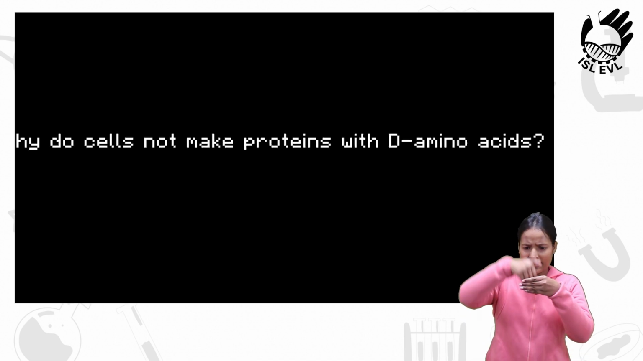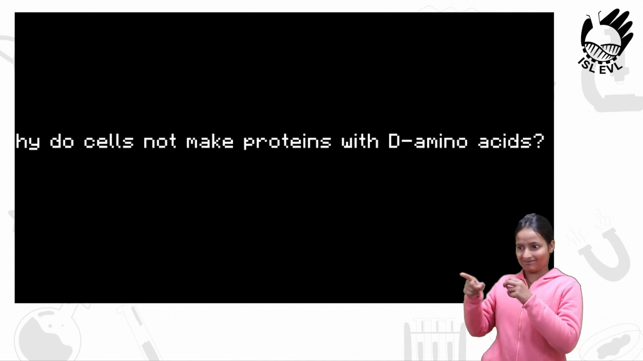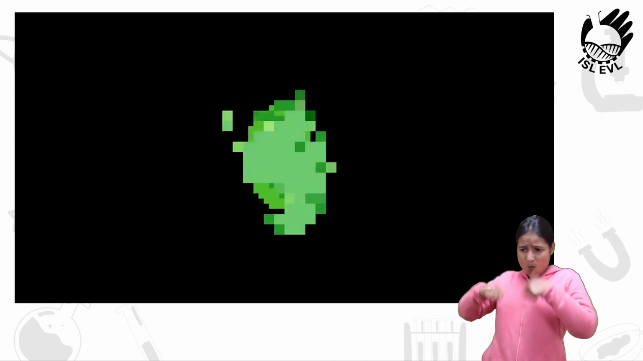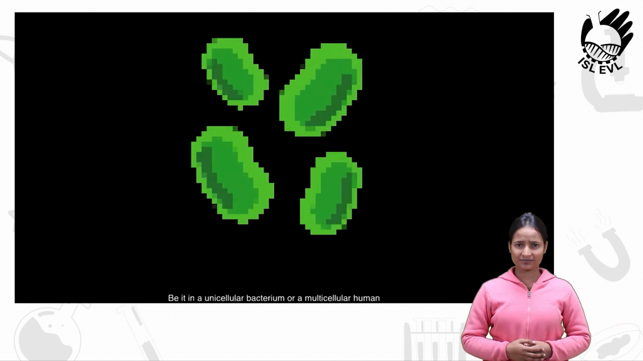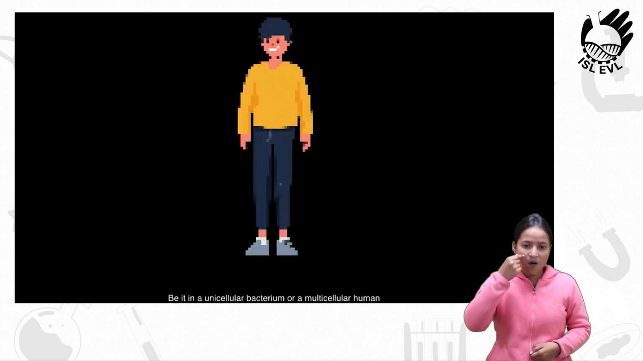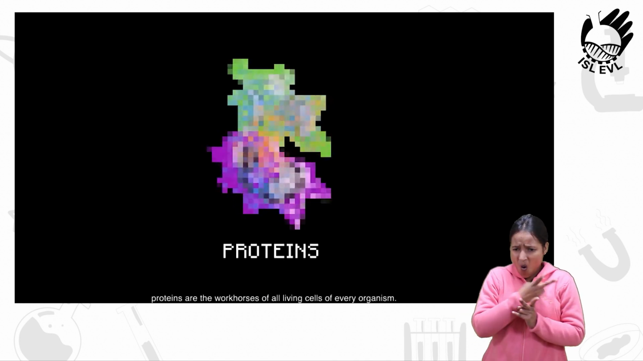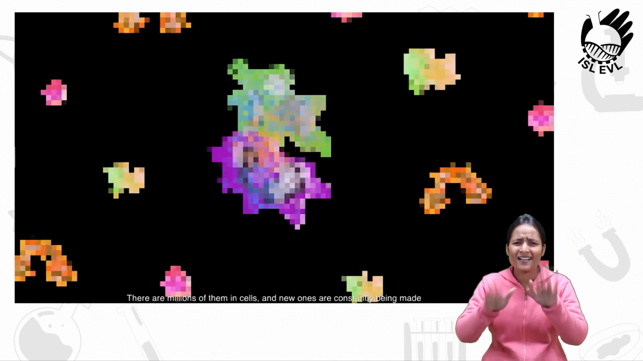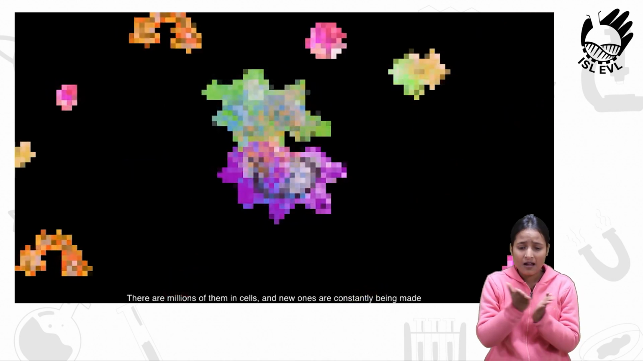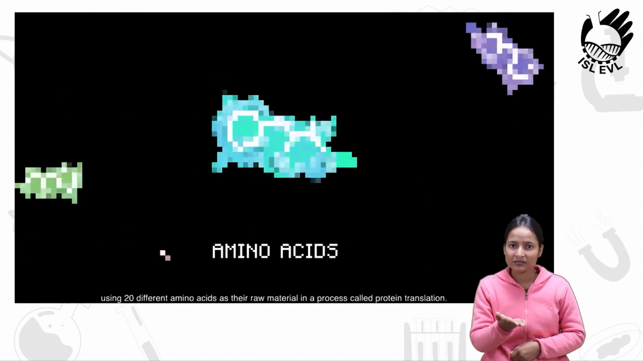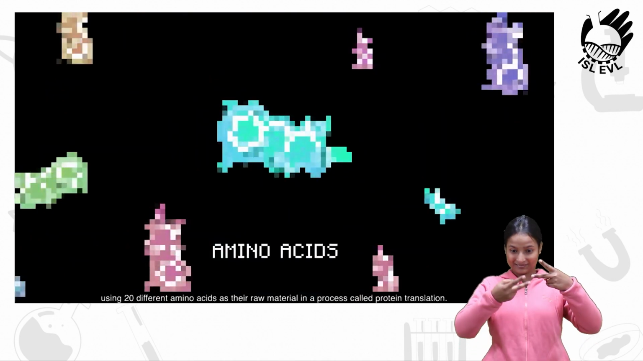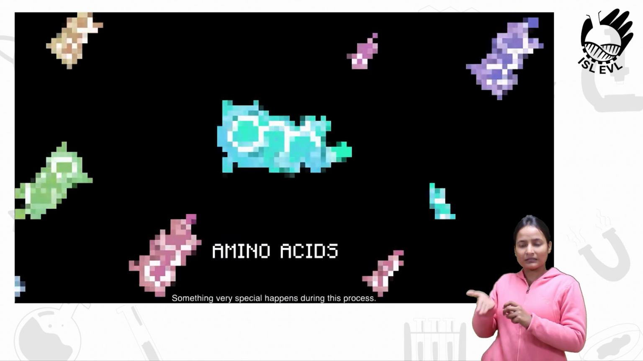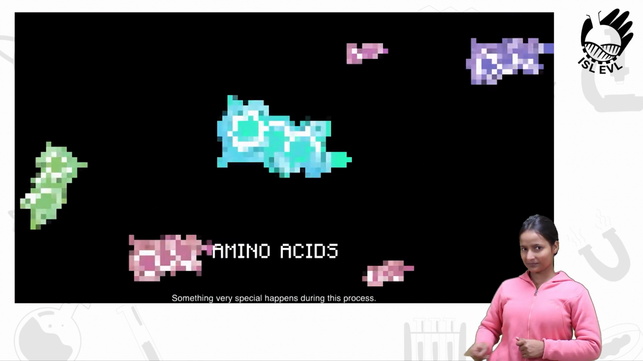Why do cells not make proteins with D amino acids? Be it in a unicellular bacterium or a multicellular human, proteins are the workhorses of all living cells of every organism. There are millions of them in cells, and new ones are constantly being made using 20 different amino acids as their raw material in a process called protein translation. Something very special happens during this process.